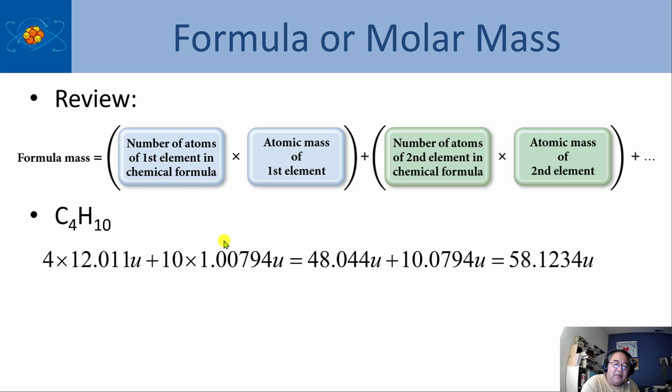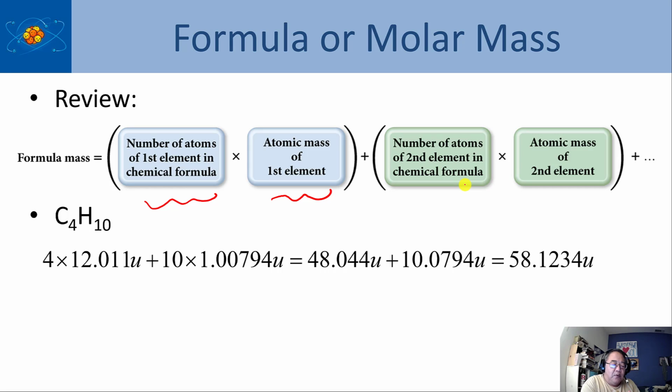And if you remember, the way that you do that is you take the number of atoms of the first element here, and then you multiply times its atomic mass, and then you do the same thing for the second element and the third element and the fourth element and so on. So a simple example, C4H10, but I'll take a close look at significant figures when we do this.